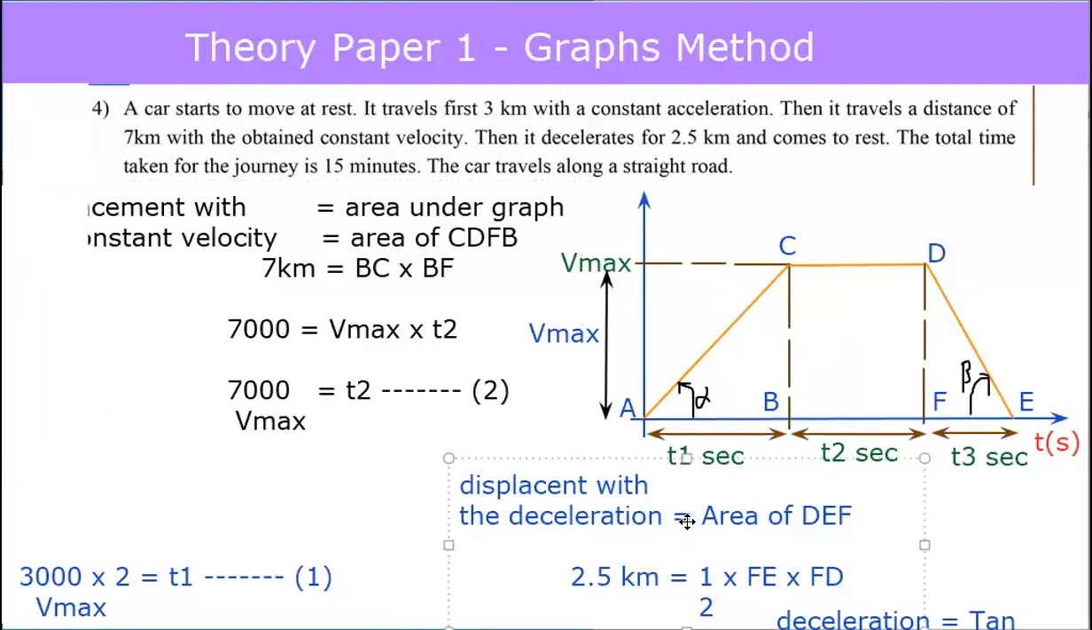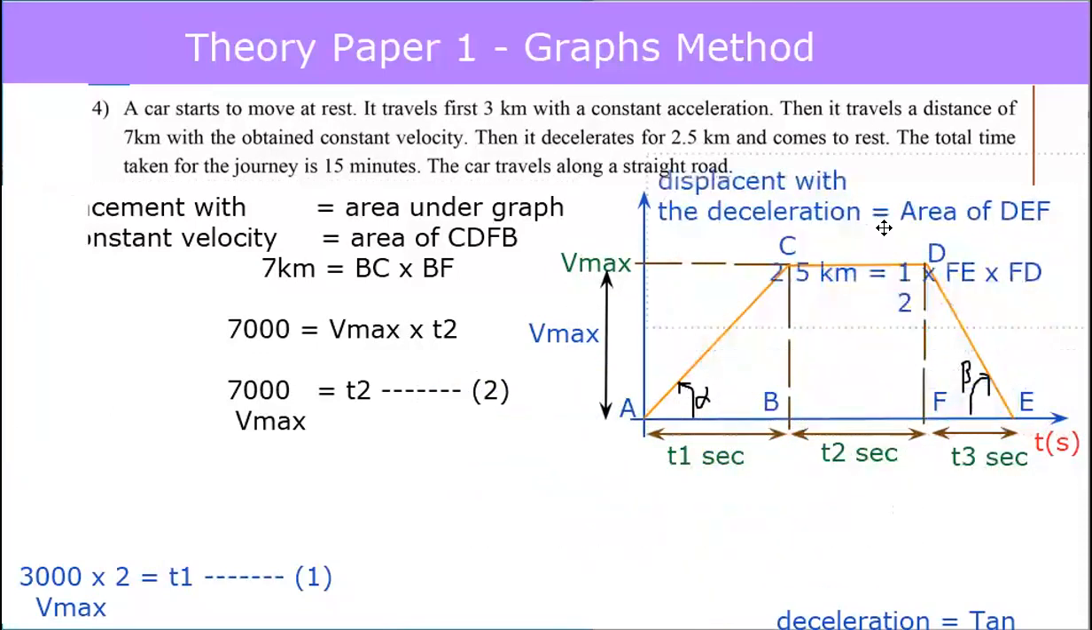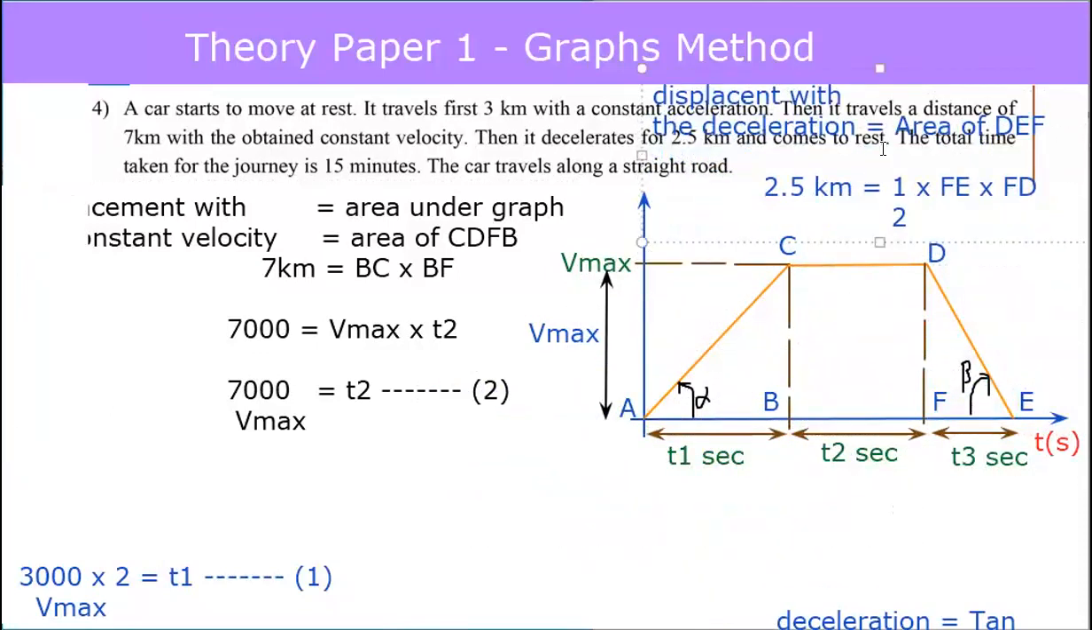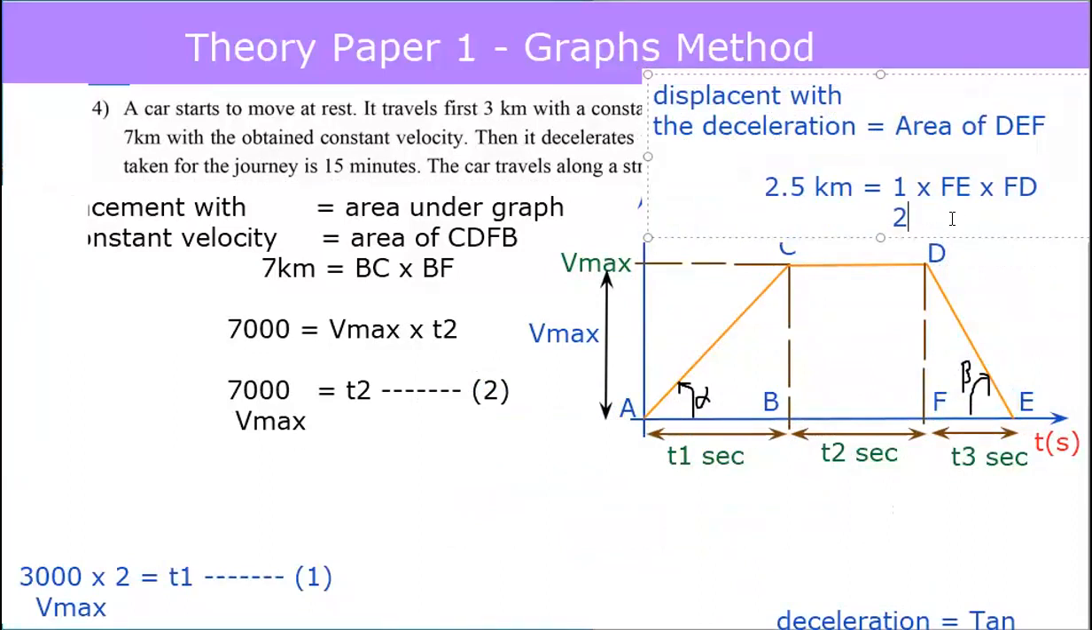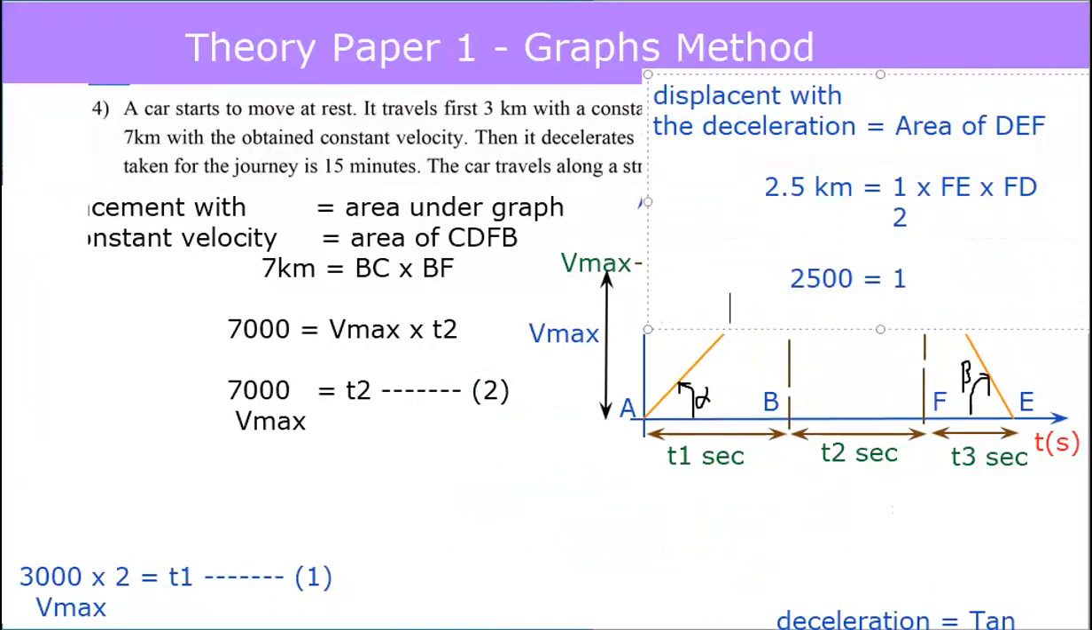Right. Let me keep it here. Right, okay. FE is T3. FD is Vmax. So 2.5 kilometer means 2,500 meter. I think everybody knows it. I think nobody wants my help to convert 2.5 kilometer into meters. So divided, this is half.